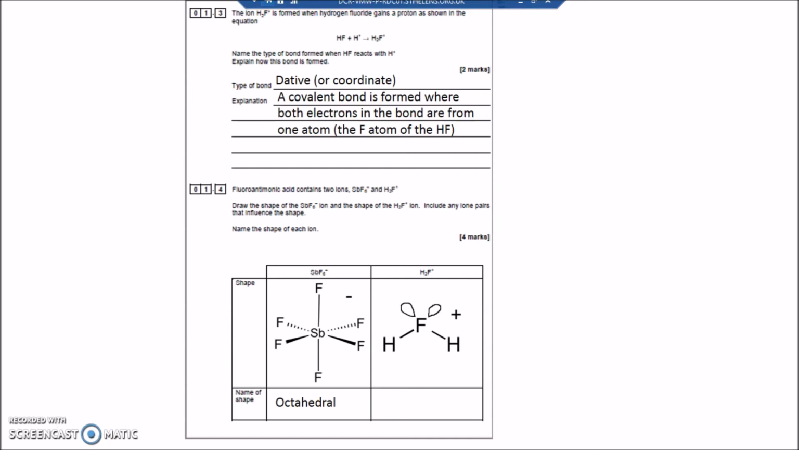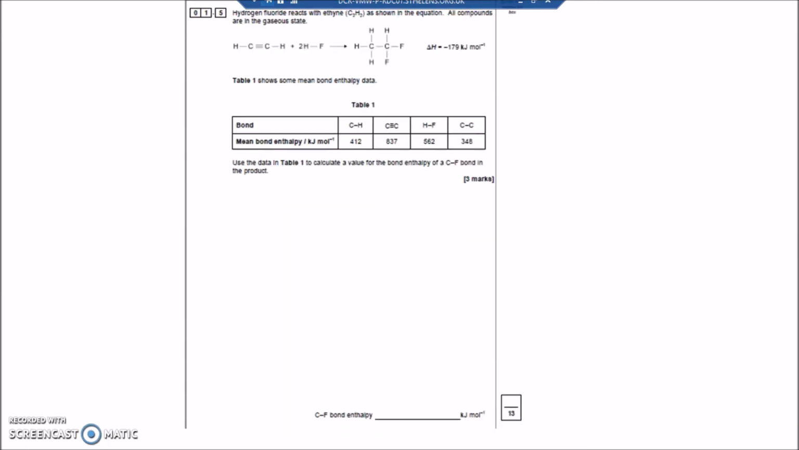So if it was 4 bonding pairs, it would be 109.5. Replace a bonding pair with a lone pair, it comes down by 2.5 down to 107 degrees. Another bonding pair replaced by a lone pair comes down by another 2.5 to 104.5. So it's bent or V-shaped, either of those will do.